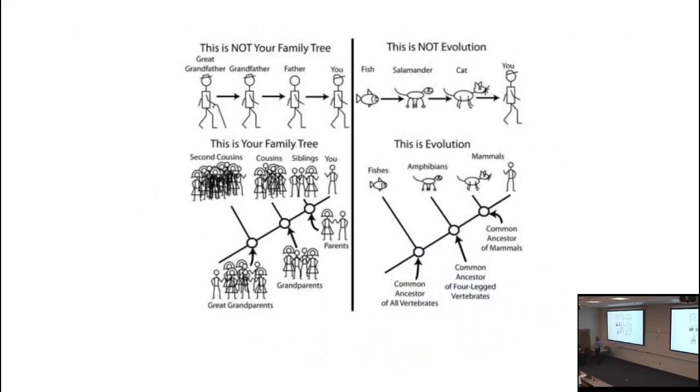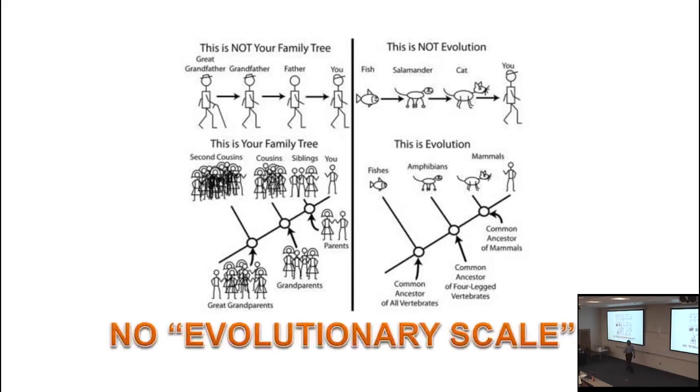So this is not your family tree, you to your father, to your grandfather, to your great-grandfather, but rather going back to parents and grandparents and great-grandparents and all the descendants from that. And the same basic pattern applies with regard to evolution. Consequently, there's no such thing as an evolutionary scale. That is an old, outdated, typological concept that predates evolution. It goes back to pre-evolutionary thoughts about life and the status of beings in God's cosmos, and has no place in science.